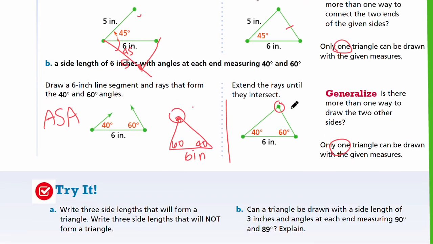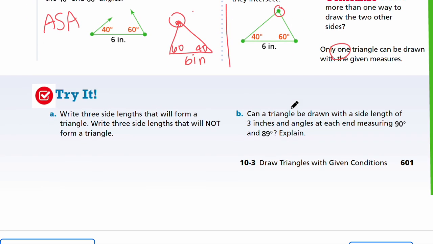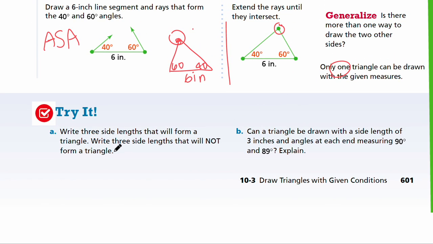Let's look at Try It A and B. Write 3 side lengths that will form a triangle. Write 3 side lengths that will not form a triangle. So give an example for each. And then part B: can a triangle be drawn with a side length of 3 inches and angles at each end measuring 90 degrees and 89 degrees? Explain. So pause the video, think about this, and try to answer it yourself. Come back when you're ready for answers.